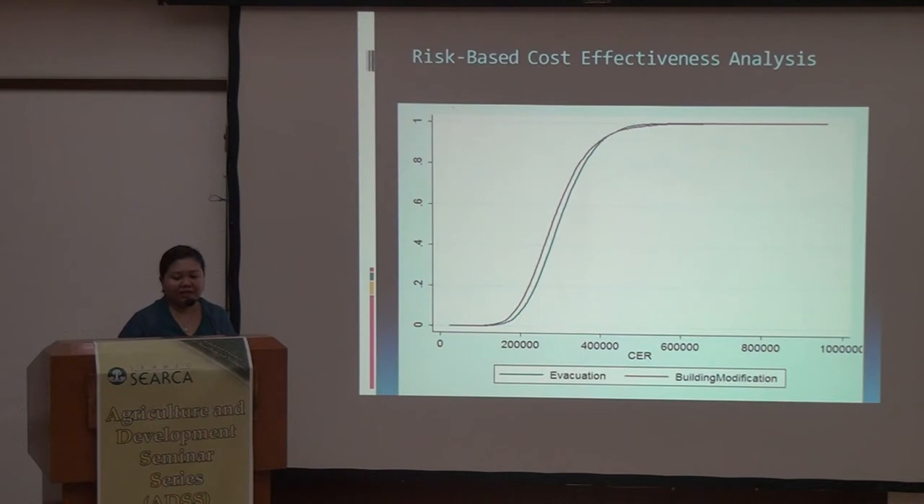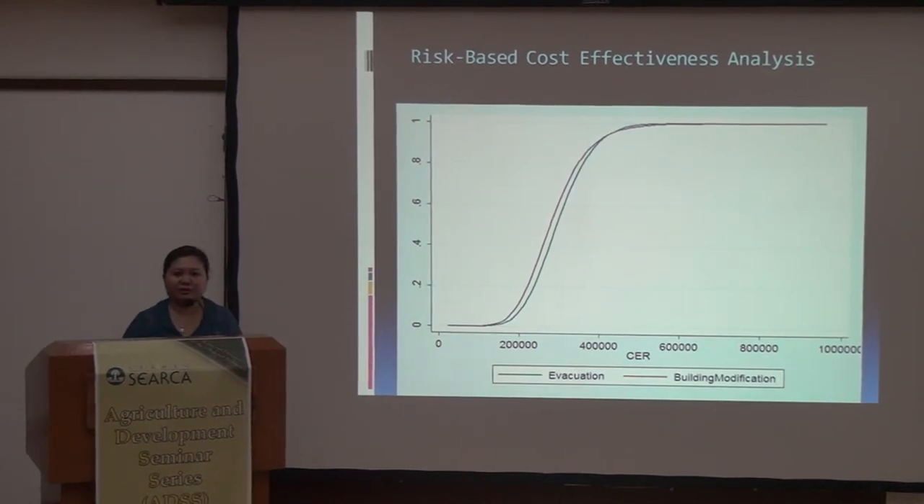But building modification is much more cost-effective than evacuation because the red line, again, building modification, simulated CER, is consistently to the left of evacuation.